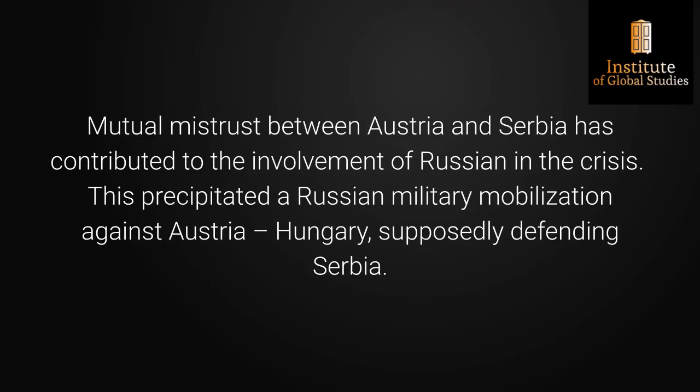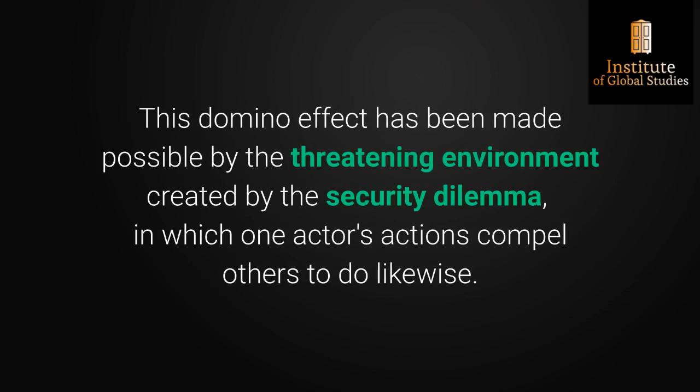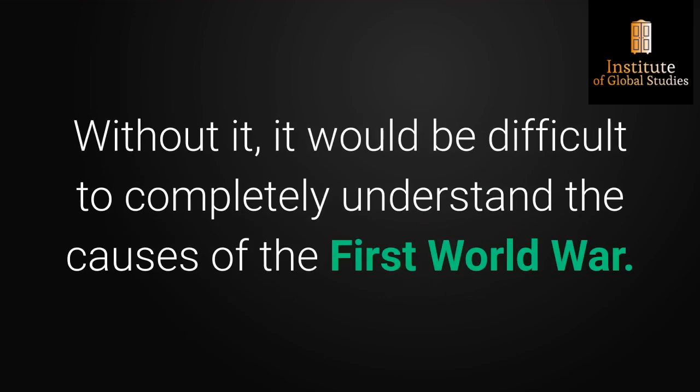This precipitated a Russian military mobilization against Austria-Hungary, supposedly defending Serbia. In view of the mutual mistrust generated by the security dilemma, this prompted Germany to begin its own mobilization, supposedly defending German territory, forcing France to do the same to prevent a German attack. This domino effect was made possible by the threatening environment created by the security dilemma, in which one actor's actions compel others to do likewise. Without it, it would be difficult to completely understand the causes of the First World War.